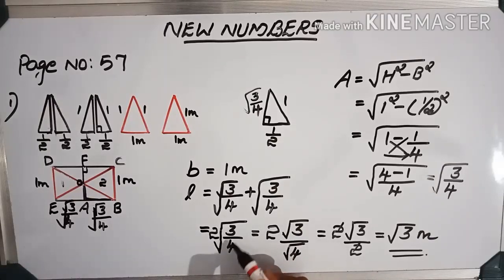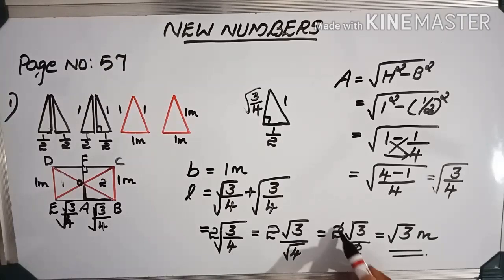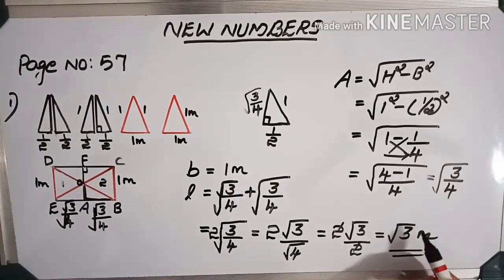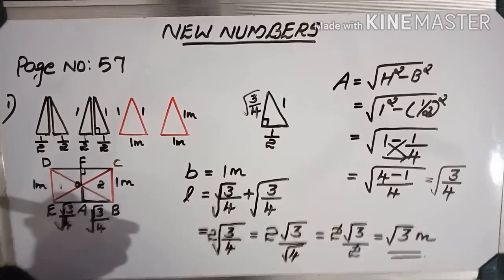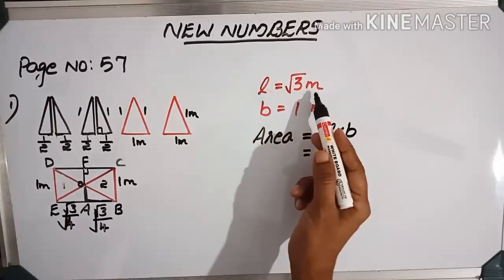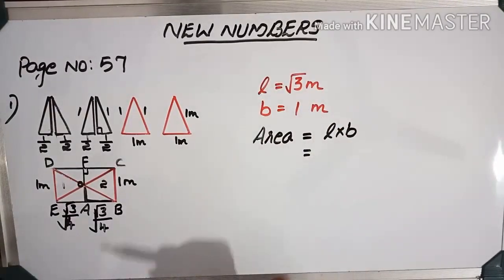Root 3 by 4 we can split as root 3 by root 4. You can give this root to both these numbers. So root 4 answer we know 2. That's why I write it as 2. Now 2 and 2 cancel. Answer is root 3. Length and breadth we got. Next we have to find the area and perimeter. So here we got length as root 3 and breadth as 1 meter.